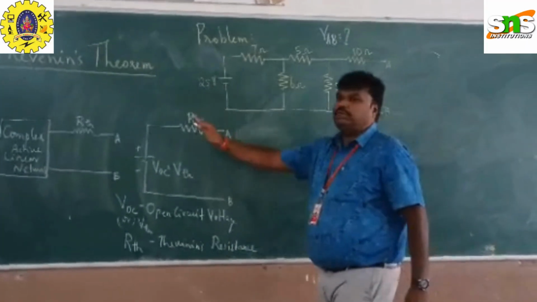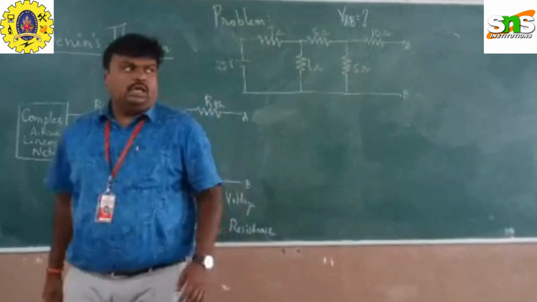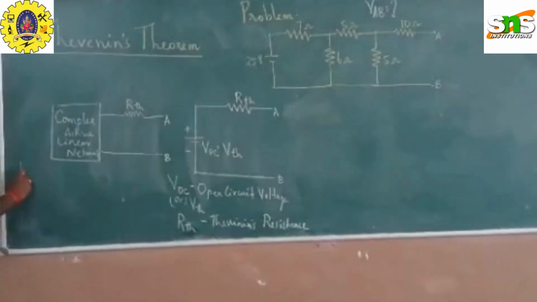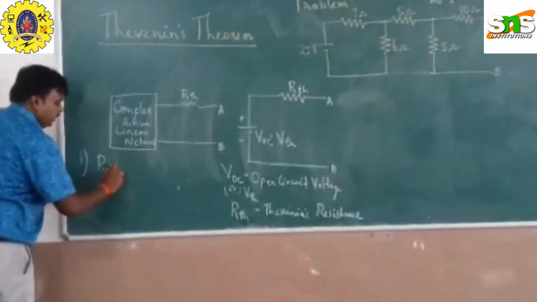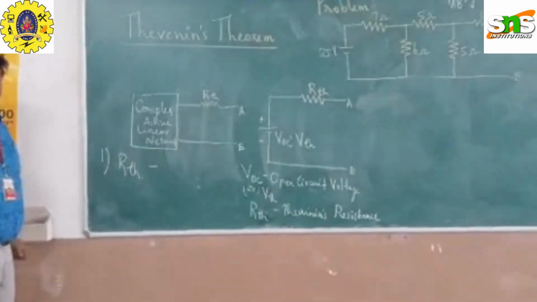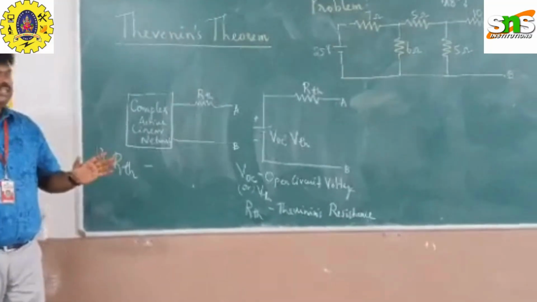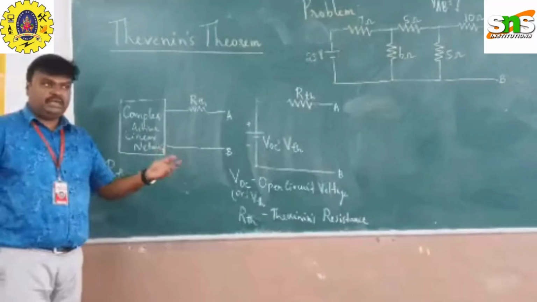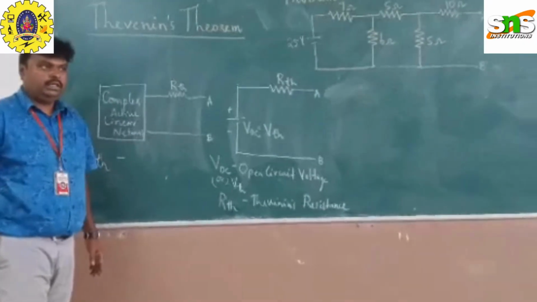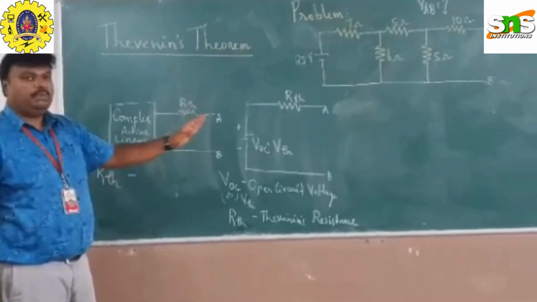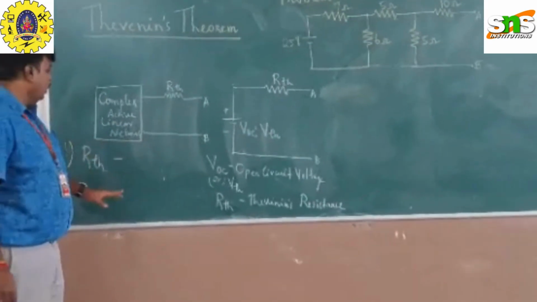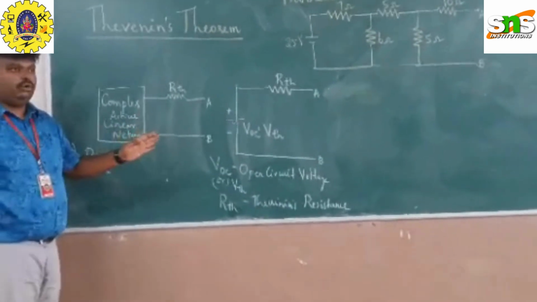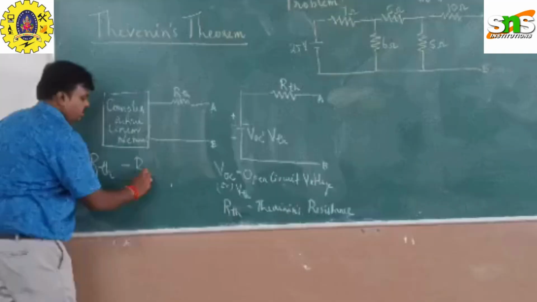What is the procedure to be followed for Thevenin's theorem? We need to find two values. First, we need to find the value of RTH. How do we find the value of RTH? We have a procedure. Can anybody tell me what the procedure is? Yes, series parallel combination of resistances. Before going for that, you need to remove the load resistance. If you have any load resistance, remove it.